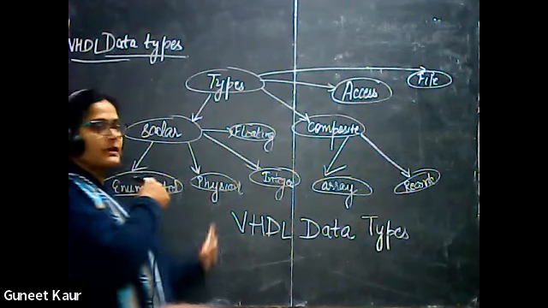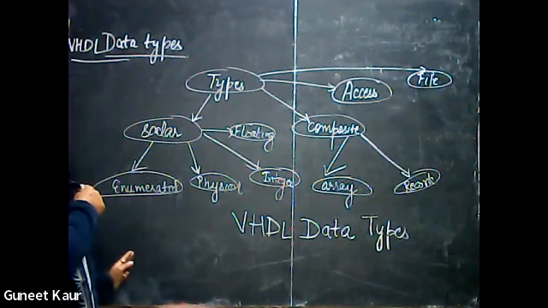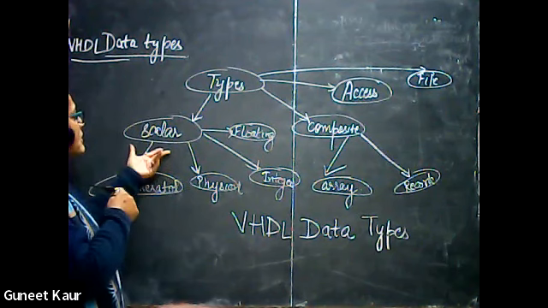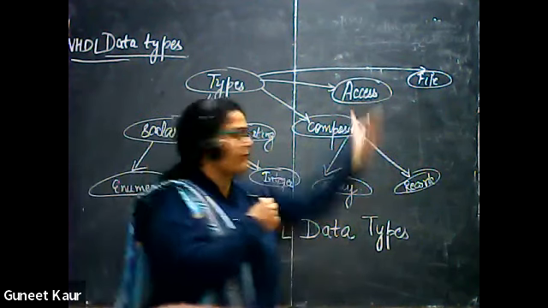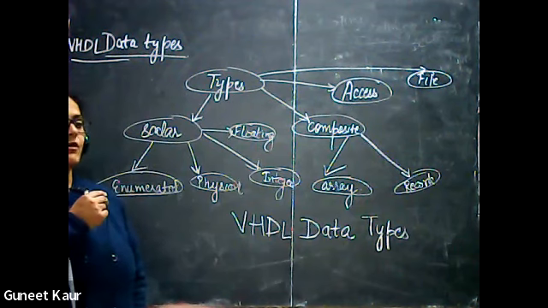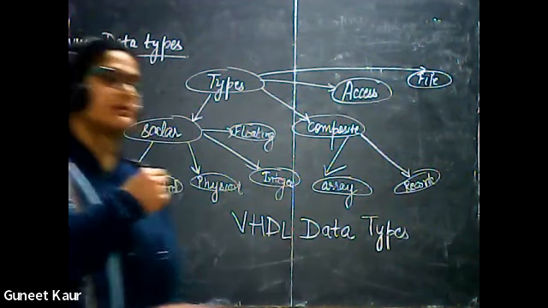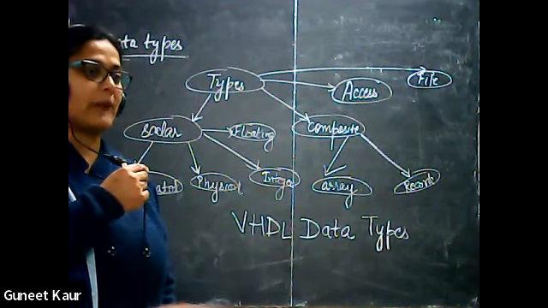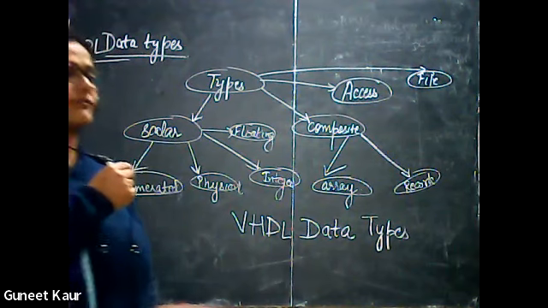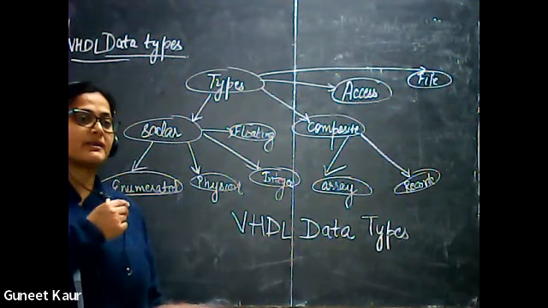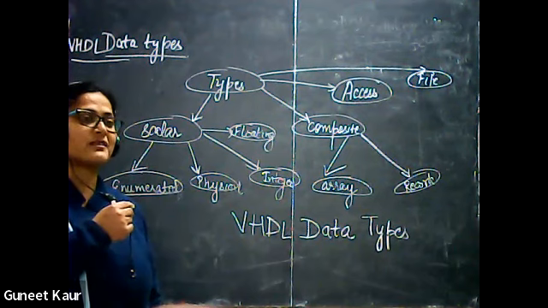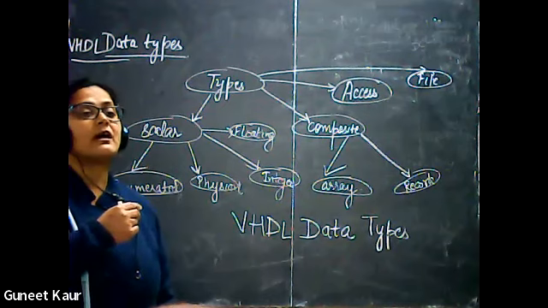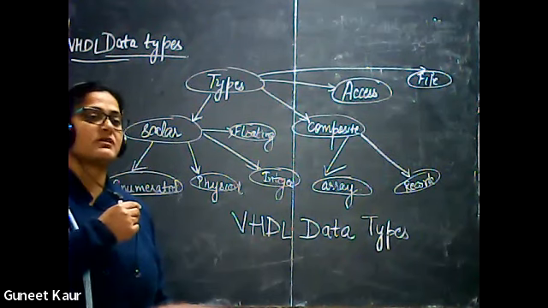This is the diagram for the VHDL data types. As you can see, there are four types of data types in VHDL. First is scalar, as you can see on the blackboard. Second is composite, third is access, and fourth one is file.